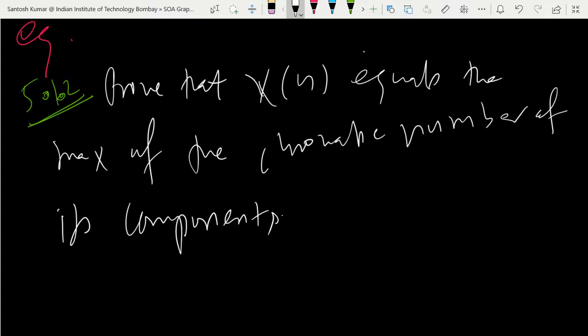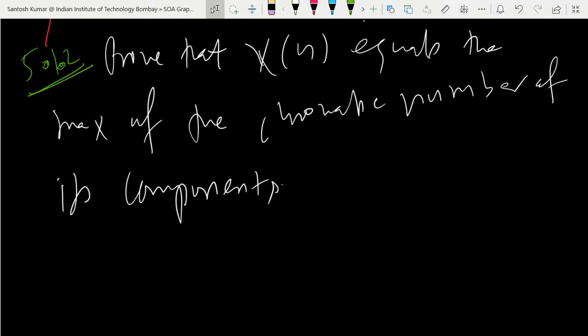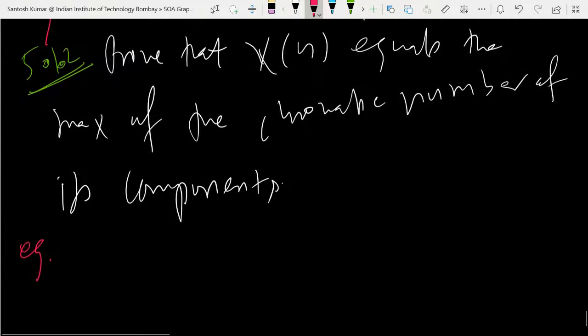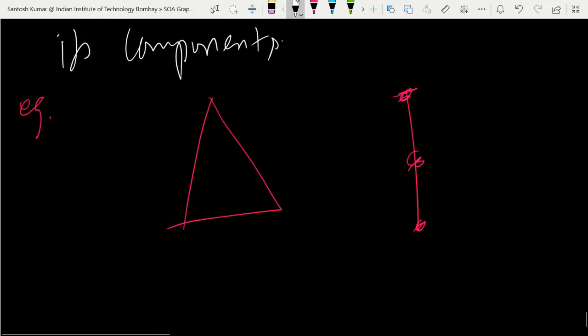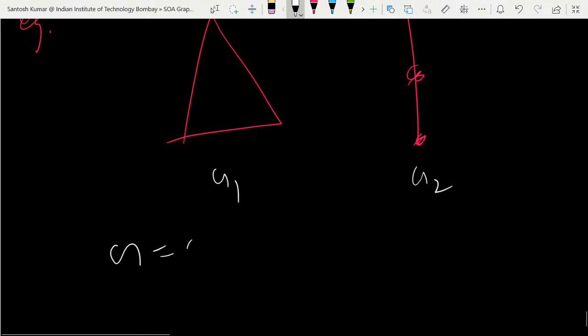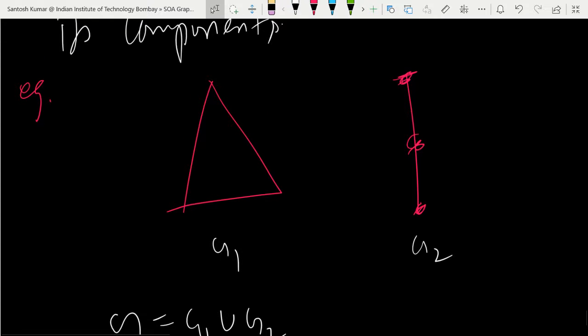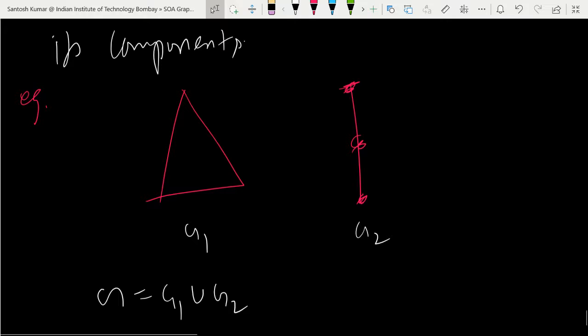So like you can consider a disconnected graph, I mean a graph with two components. So let's first verify this, then we'll prove this in general. If you consider one example, let's say this is one part and this is the other. Okay, so you call this G1 and this G2, and we want to consider a graph G which is G1 union G2. So G1 and G2 are two components of G, and G is the union of both.